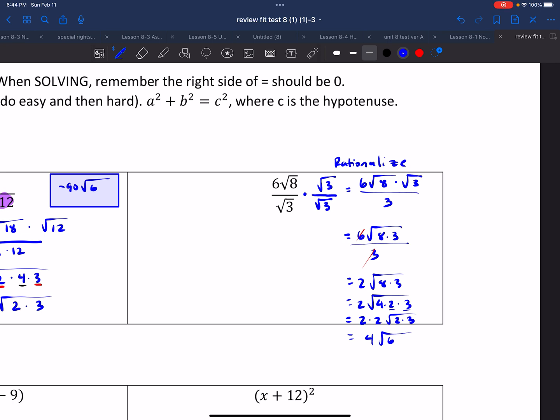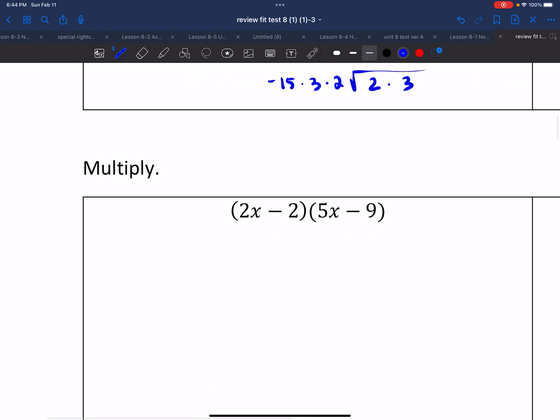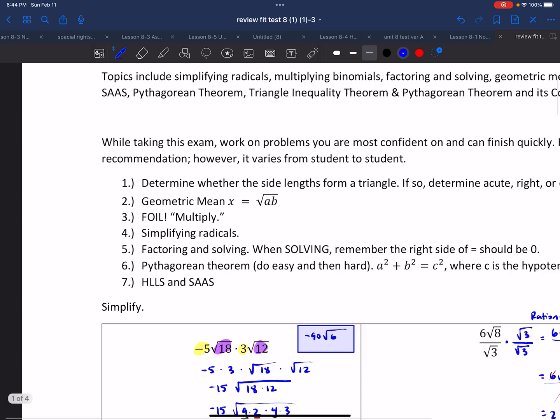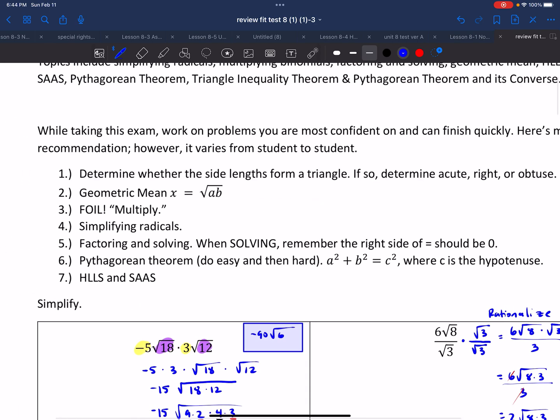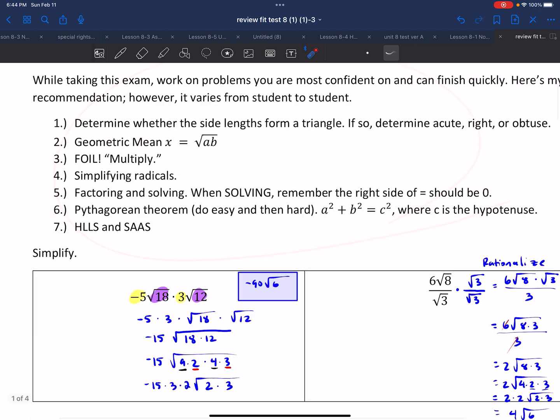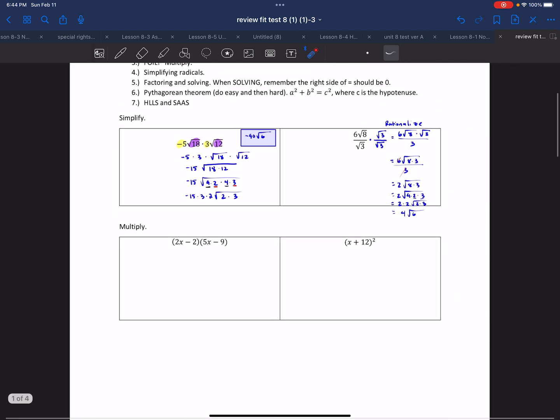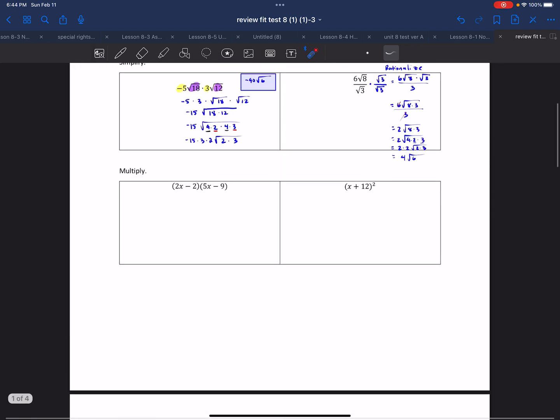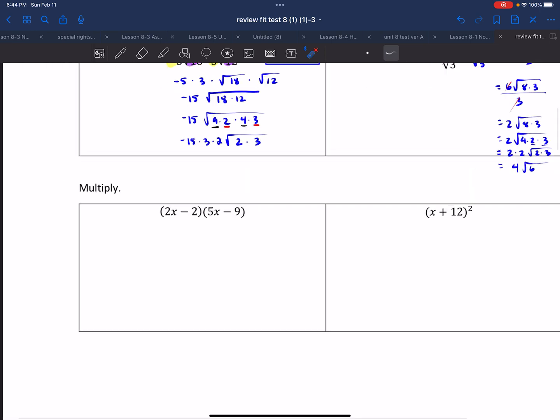Okay, let's go ahead and multiply. Again, when you're approaching the test, you can follow this order if you want. I'm just going to go in order of how the document is presented, but you can do it however you want, okay? Multiply.